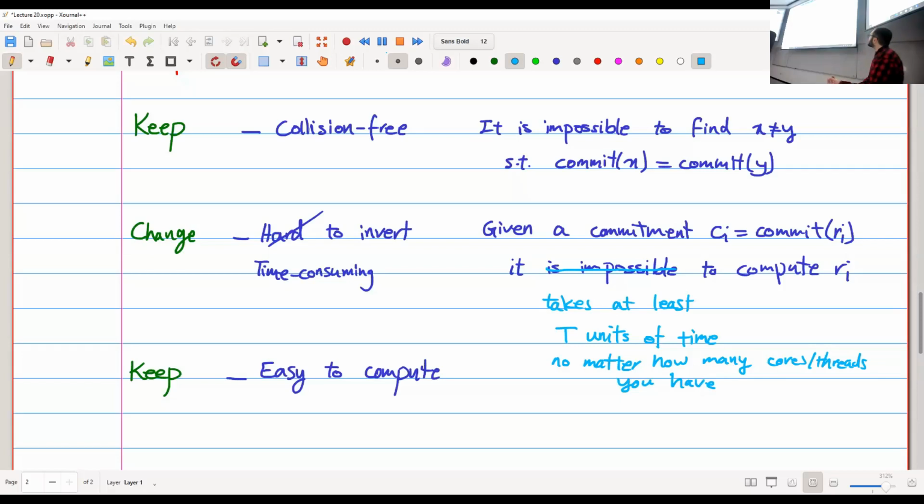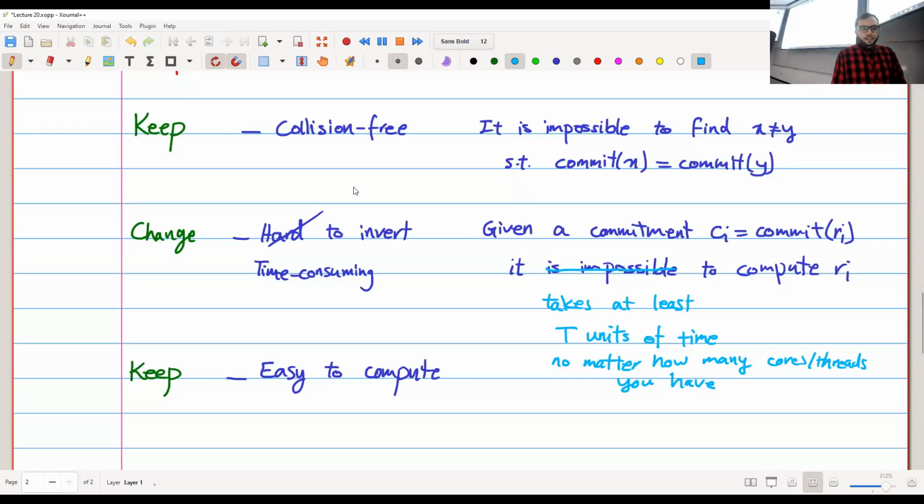And actually, the word that people use here, and we're not going to cover that too much in this course, but you can Google it, is called proof of sequential work. So I want to have a function that is hard to invert, and also parallelizing shouldn't help me. I cannot say I get no benefit, but I have to get very negligible benefits from parallelizing. I shouldn't be able to make it twice as fast.